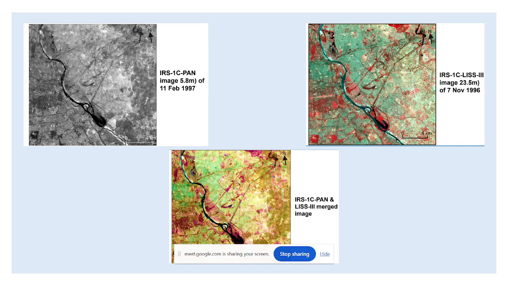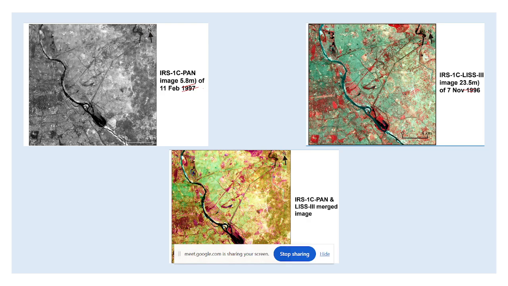If you take a look at the resolution, this has a resolution of 23.5 meter, and this has a resolution of 5.8 meter. Now when you merge these two, you will get an image something like this. This one will have a high spatial resolution, and along with that you are also getting colors.